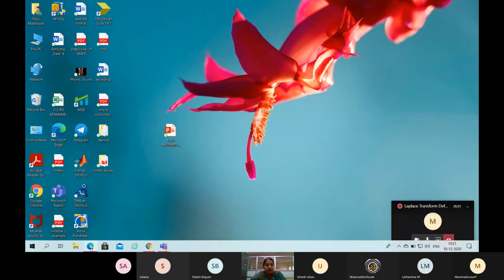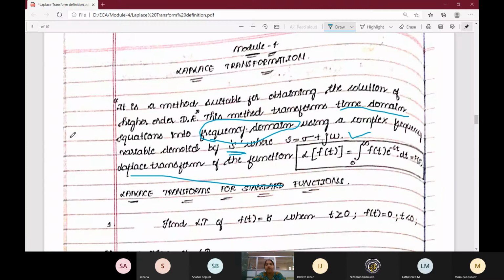So when we move on with the Laplace transform, the method is used to represent time domain equations in terms of the frequency domain. The definition for the Laplace transform is L of f of t is equal to the integral from 0 to infinity of f of t e power minus st dt. This is equal to capital F of s.